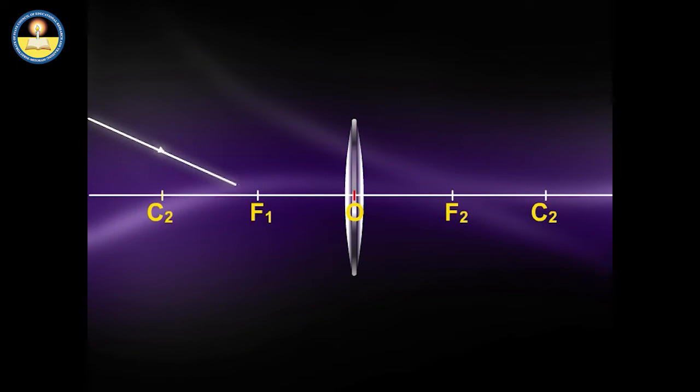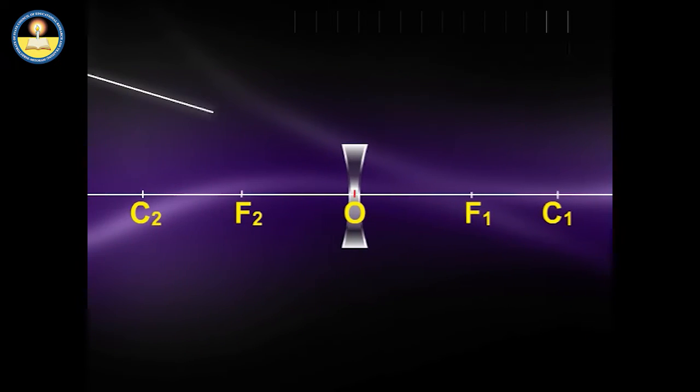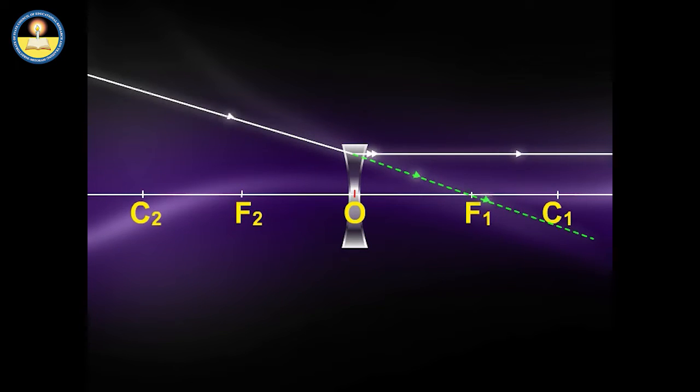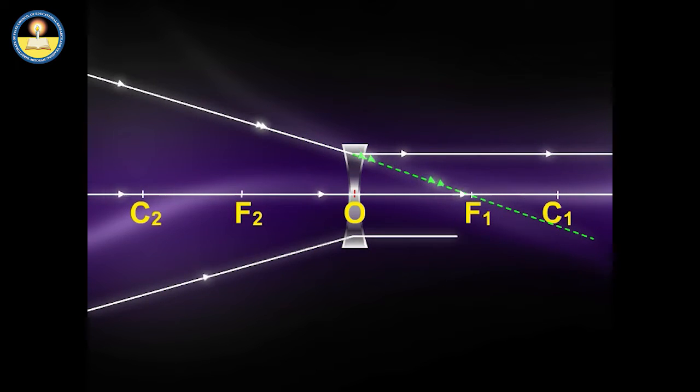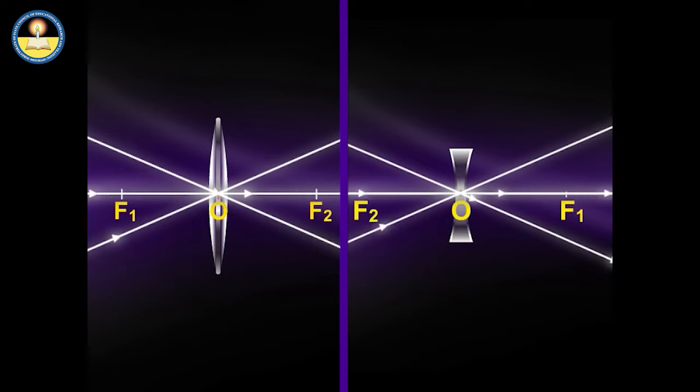An incident ray passing through the first focal point of a convex lens, after refraction, becomes parallel to the principal axis, and the incident ray directed towards the first focal point of a concave lens, after refraction, becomes parallel to the principal axis. An incident ray passing through the optical center of the lens refracts without any deviation.